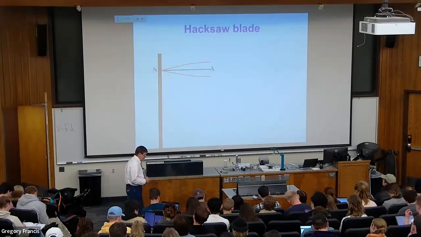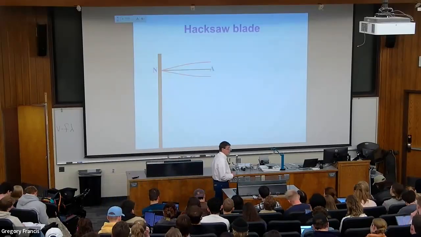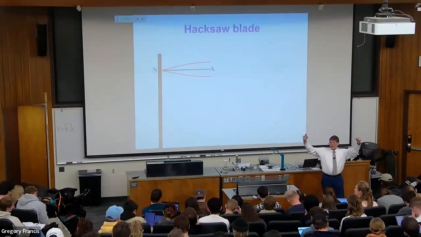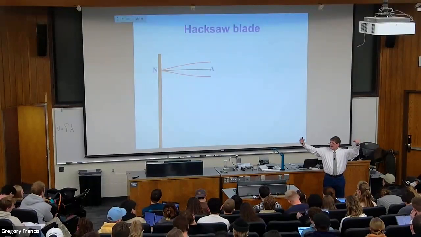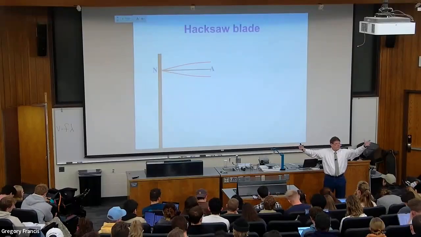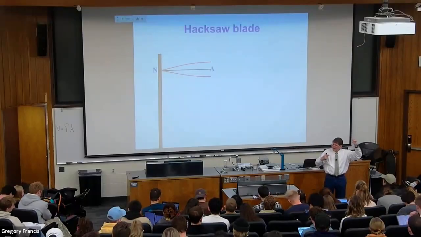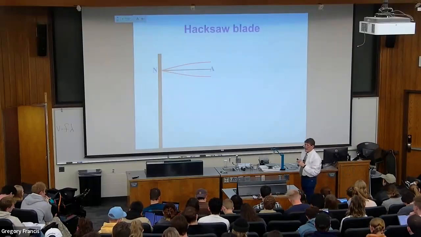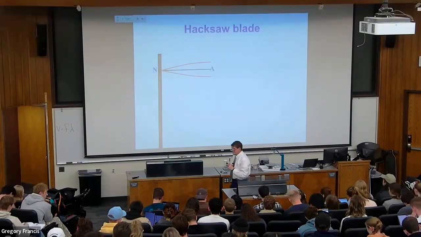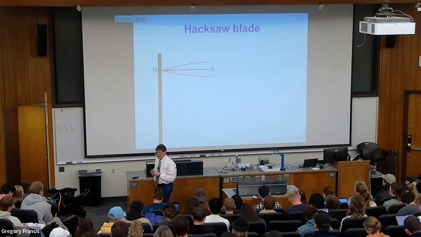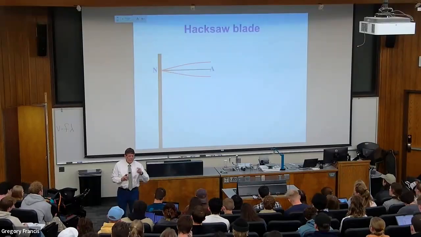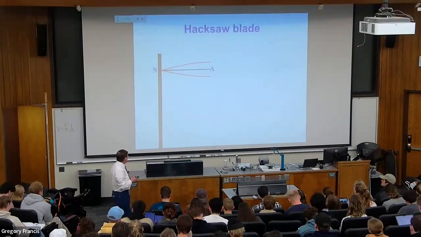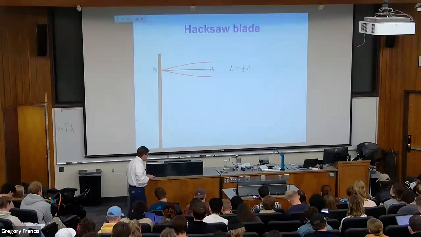How many footballs do I have there? Half a football, okay? You remember when the ends were the same, when I went from a node to a node, I always started with a full football. But if I start with one side being a node and one side being an antinode, I start with only a half football. Well, how much of a wavelength do I have there? Yeah, if it takes two footballs to make a wavelength, I've only got a quarter wavelength. And so the length of the hacksaw blade is just a quarter of the wavelength.